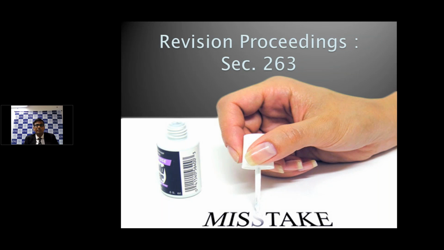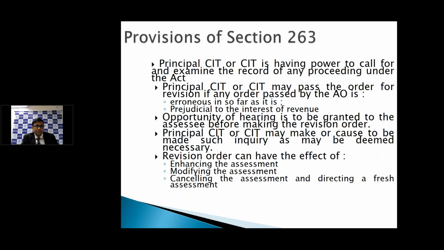Now, with this brief introduction of the outline of section 263 and 264, let us proceed further in section 263. Section 263 is very elaborate and, practically speaking, very often used by the commissioner for revising the assessment order or the reassessment order passed by the AO. And 264, for certain practical reasons, is not that often used as a remedy by the assessee. We'll see in our discussion why section 264 is not that often used by the assessee.